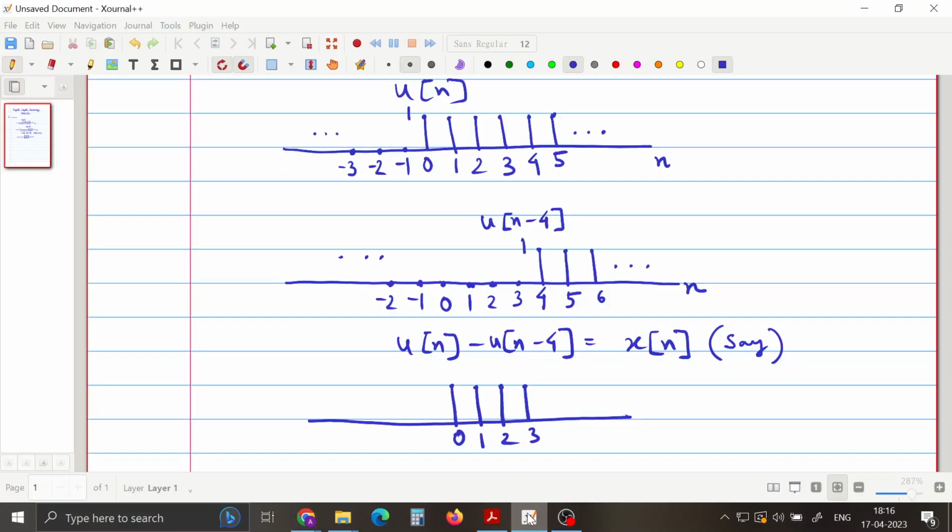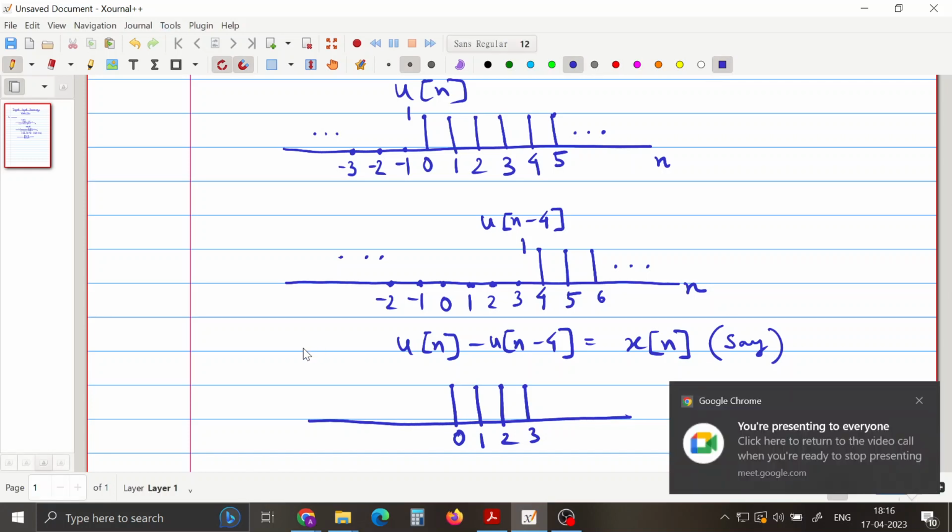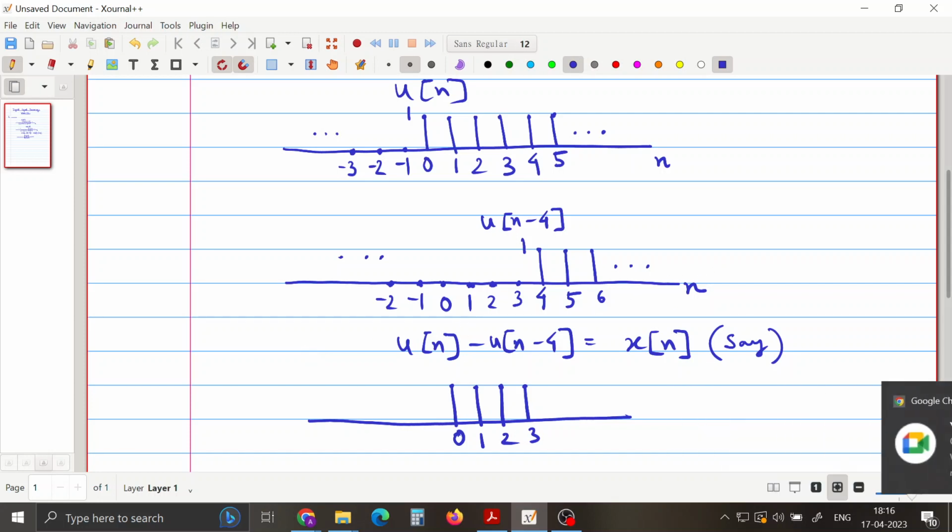Alright, yeah, so only for n equals 0, 1, 2 and 3 this is 1, and for all other indices it is 0. So, okay.